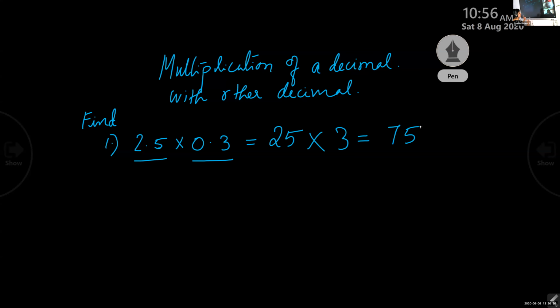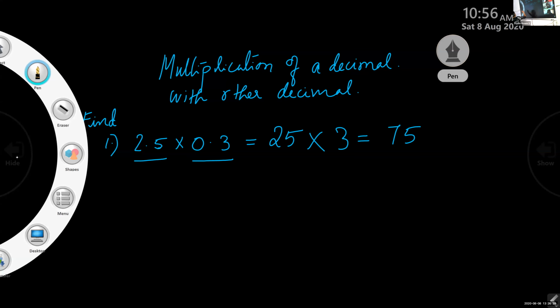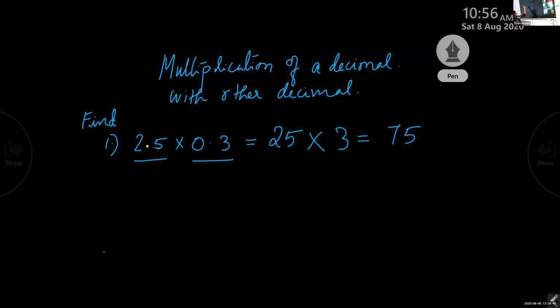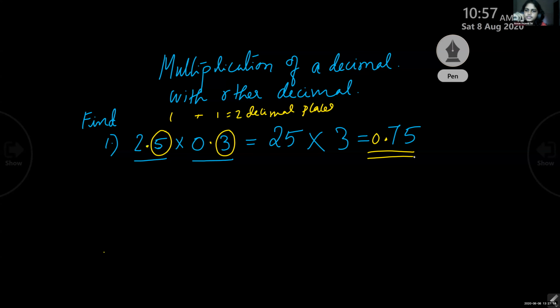But now just check what you have to do. After this decimal point, how many places? One decimal place. After this decimal point, one place is there. So 1 plus 1, 2 decimal places in the answer. That means after the decimal point, 2 places should come in the answer. So 0.75. Is it clear? Yes, ma'am.